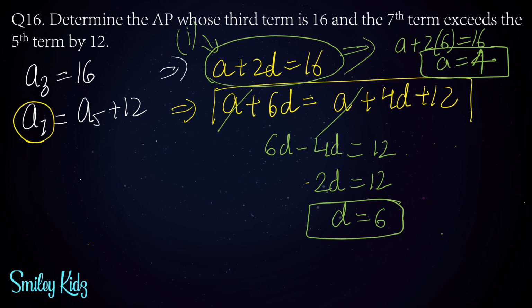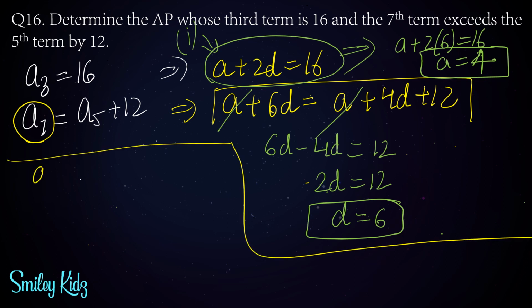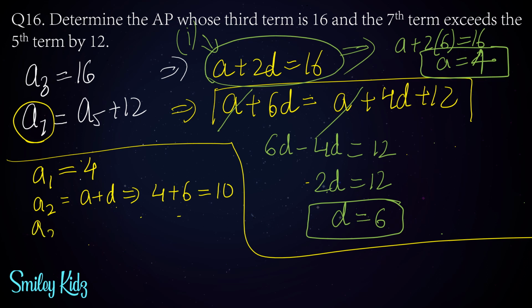Now we're going to just find out the AP. Come on, this is very basic. First term is 4. Second term will be A plus D. That is going to be 4 plus 6, which is 10. So the sequence goes like this, 4, 10 and so on. Let's find the third and fourth as well. A3 will be equal to A plus 2D. This is 4 plus 2 into 6, which is equal to 4 plus 12, which is 16.